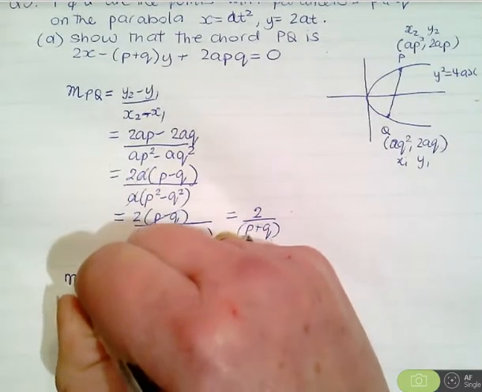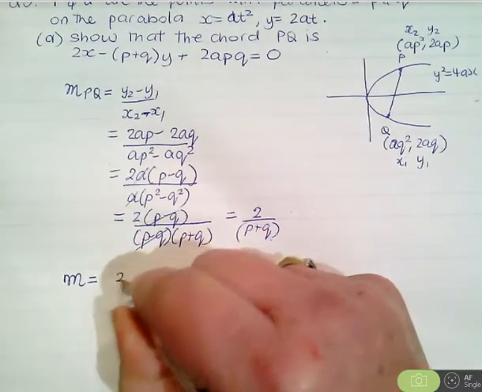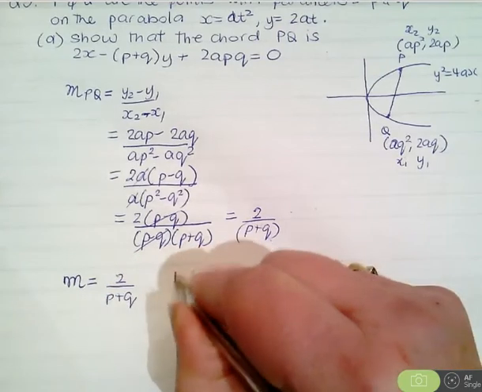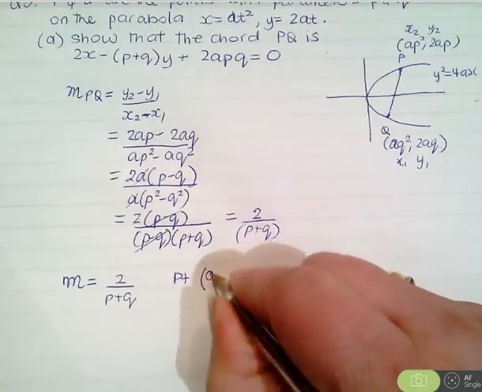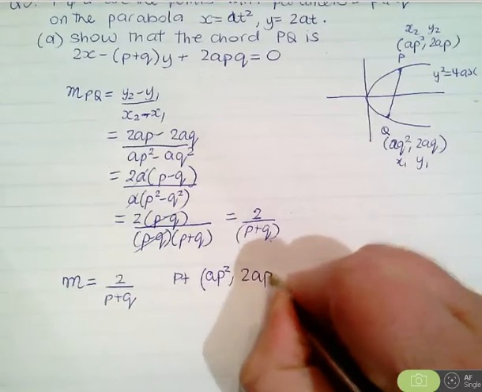So my gradient that I'm going to use is 2 over p plus q, and the point that I'm going to use is point P, which is (ap squared, 2ap).